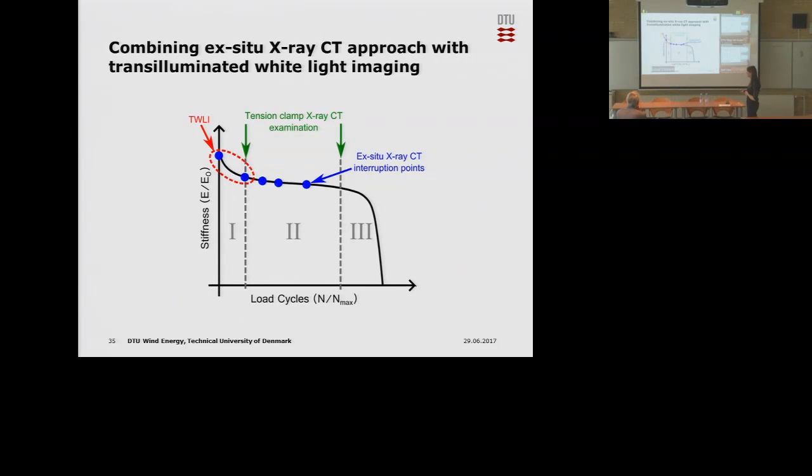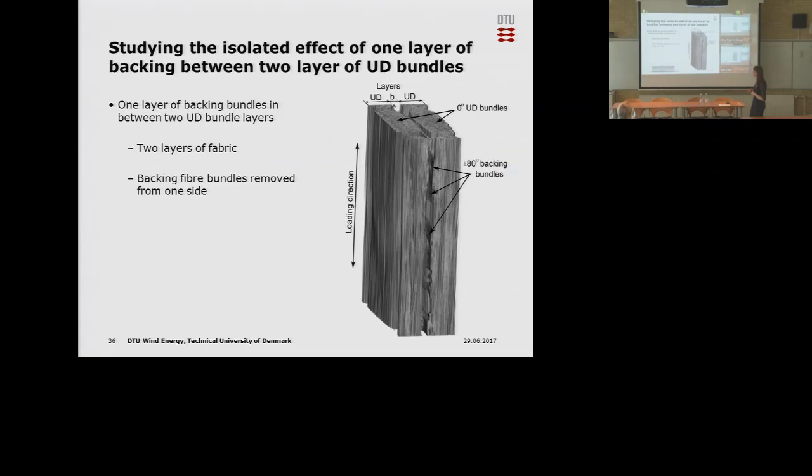So the idea is that we have this typical stiffness degradation curve for composites loaded in fatigue, and then use this transilluminated white light imaging technique to monitor the off-axis cracks in the backing, which generally occur relatively early in the fatigue life. Then we use this ex situ technique, and also tissue clamp experiments, to study the unidirectional fiber fractures. So we are splitting it up into two parts.